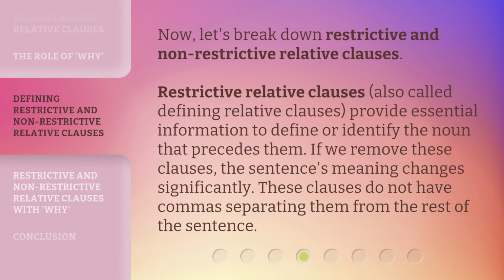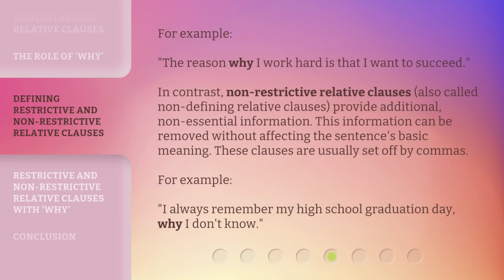Now, let's break down restrictive and non-restrictive relative clauses. Restrictive relative clauses, also called defining relative clauses, provide essential information to define or identify the noun that precedes them. If we remove these clauses, the sentence's meaning changes significantly. These clauses do not have commas separating them from the rest of the sentence. For example, the reason why I work hard is that I want to succeed.